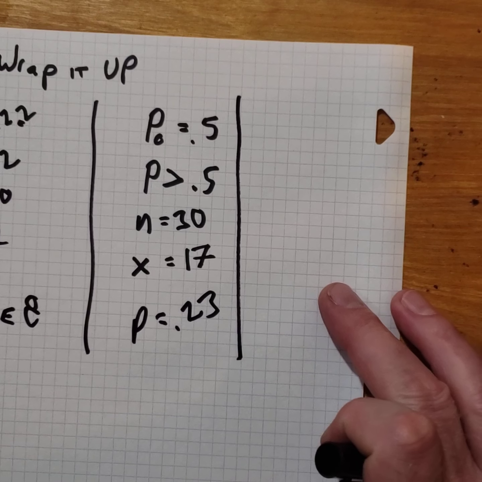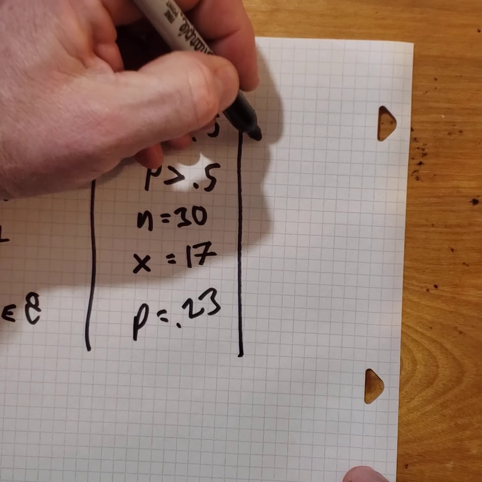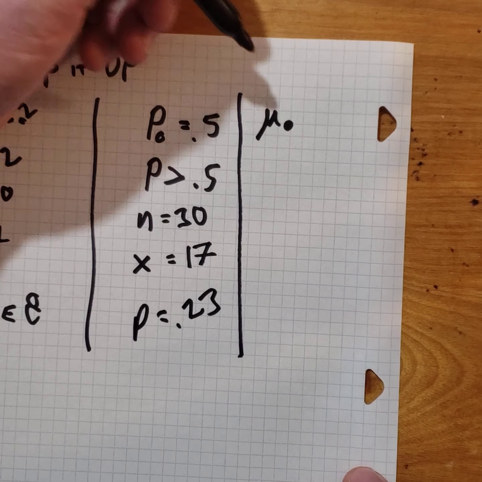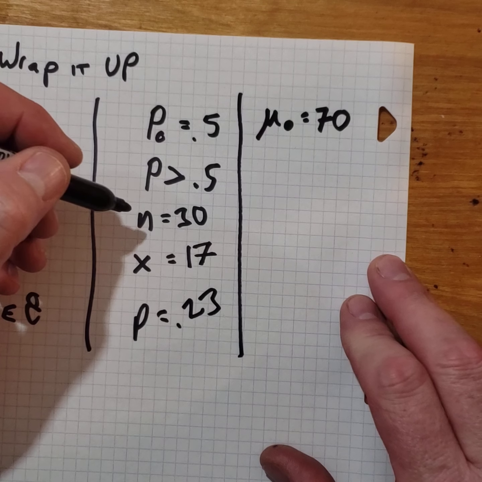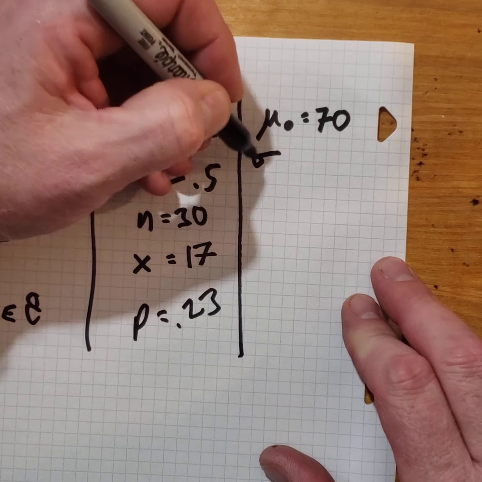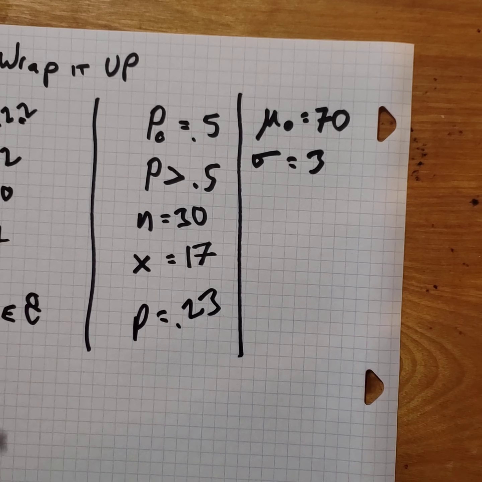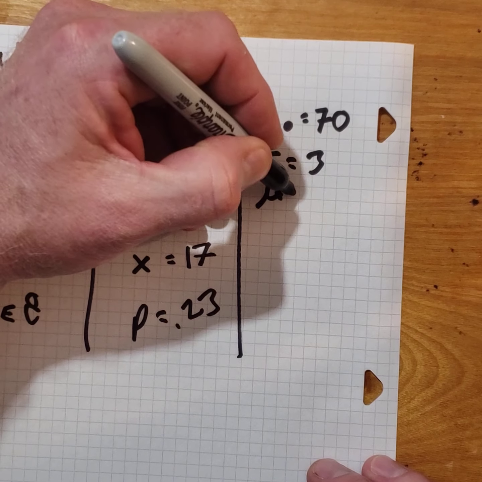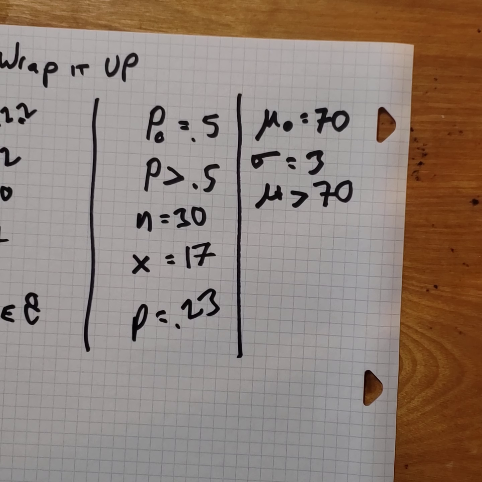One more, and then we'll be out of here. The internet claims the average height for American males is 5'10", with standard deviation of 3 inches. Okay, so their claim, mu naught, is an average, not a proportion, is 5'10", which is 70 inches. They also claim that the standard deviation is 3 inches. I think the average is taller than that. So I think mu is greater than 70. That's my type of test, a one-tailed test.